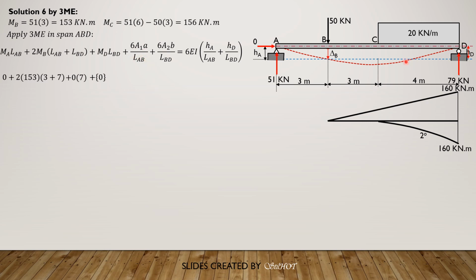For 6A2B, then we have to use the integral formula, 6 over 7. So 6 over length BD is 6 over 7. Then area 2, we have two areas here. One is positive, the other is negative. So area 2B means the moment of this area with respect to the right end.